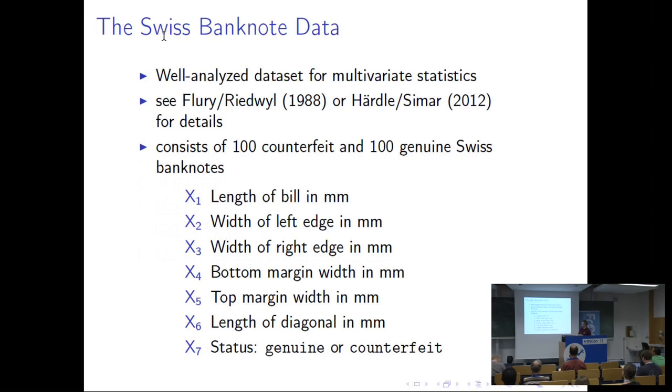Okay, what I want to show you in the second part is how real data analysis can be done in Python. I have selected one data set because I know it from my lectures on multivariate statistics. It's from a book by Flury and Riedwyl from 1988, which is also used in a book from my PhD father, multivariate statistical analysis. It's a data set about counterfeit, faked, and genuine, real Swiss banknotes. The data set has 7 columns: the length of the bill, the width of the left edge, the width of the right edge, the bottom margin, the top margin, the length of the diagonal, and the status. Is it a genuine banknote or is it a fake one?